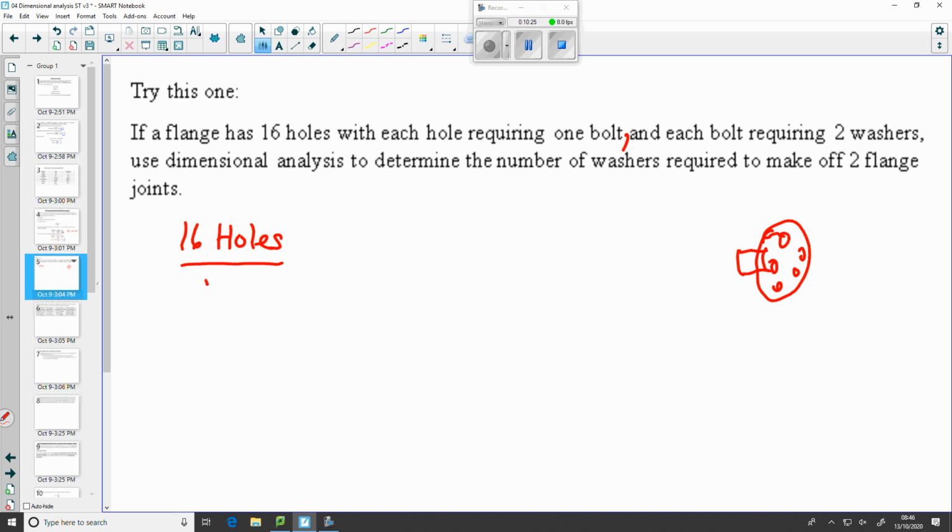Flange. Yep. There's two flanges. Yep. Well, that's just for completeness, keeping them all. Yep. And what else? Two washers.